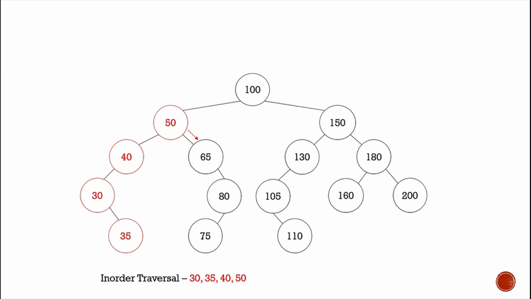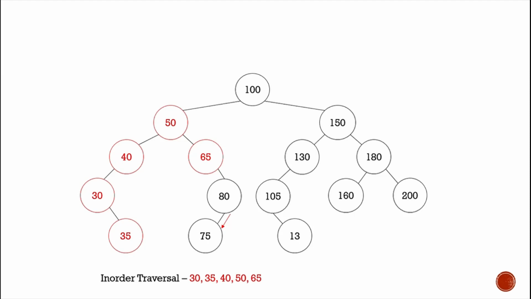Then the right subtree of 50 must be visited. So we travel to 65. At 65, we attempt to go left again, but the left subtree is null. So now 65 is printed as it is the parent node here. Then the right subtree of 65 must be visited, so we travel to 80.